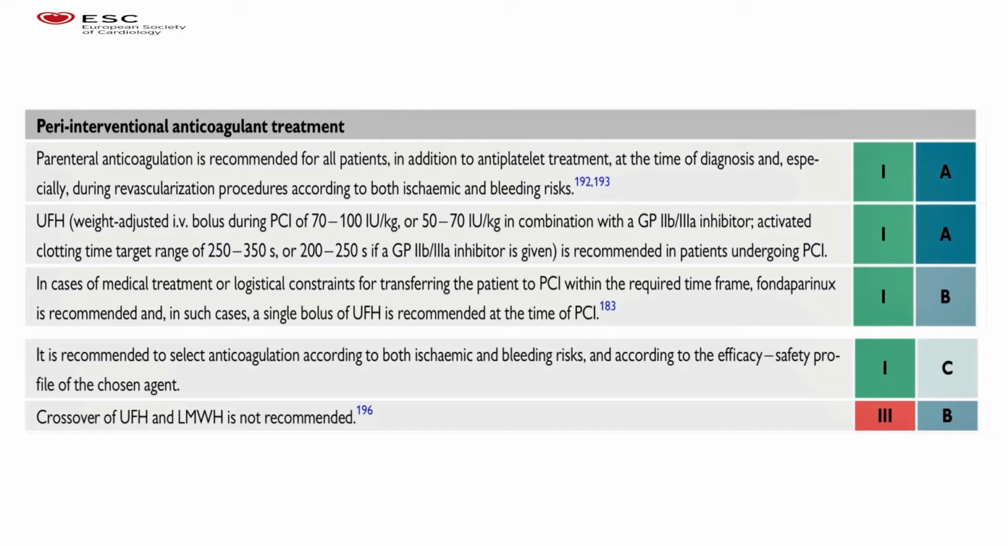Class 1 Level A. In cases of medical treatment, or logistical constraints, for transferring the patient to PCI within the required time frame, fondaparinux is recommended and, in such cases, a single bolus of unfractionated heparin is recommended at the time of PCI. Class 1 Level B. It is recommended to select anticoagulation according to both ischemic and bleeding risks, and according to the efficacy-safety profile of the chosen agent. Class 1 Level C. Crossover of unfractionated heparin and low molecular weight heparin is not recommended.